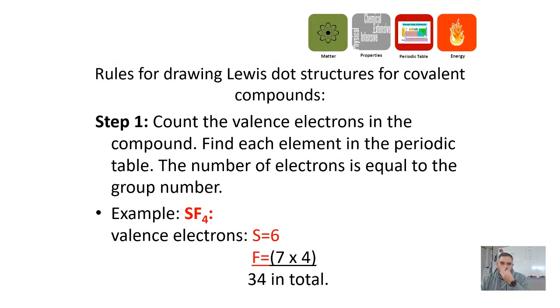All right, so let's go ahead and write down the steps for covalent compounds. So this is where Lewis structures actually starts. What we just did, I don't really consider that Lewis structures. This is Lewis structures right here. So we'll talk about the steps. So I want you to write down rules for drawing Lewis structures for covalent compounds, and then we're going to write out all the rules.